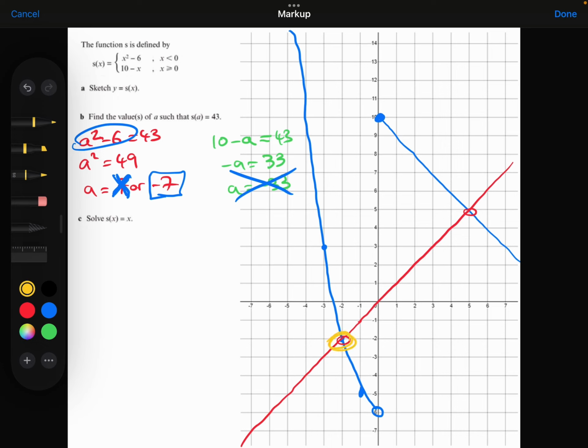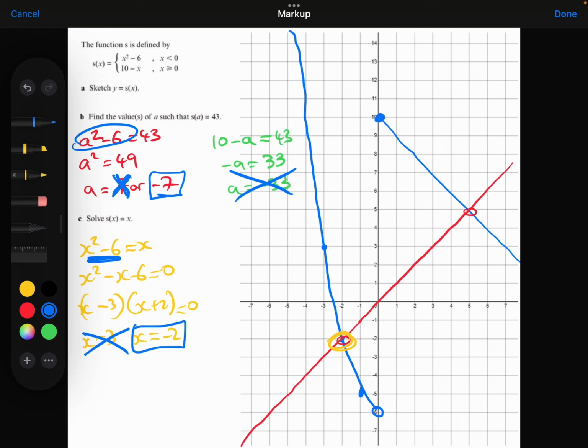So down here, my quadratic is equal to x. So let's take the x squared minus 6. When does that equal x? Subtract the x from both sides. And factorise. And we see that either x is 3 or x is minus 2. The 3 solution is not valid because this quadratic is only valid for negative values. The minus 2 is valid, so that is one solution of this equation.